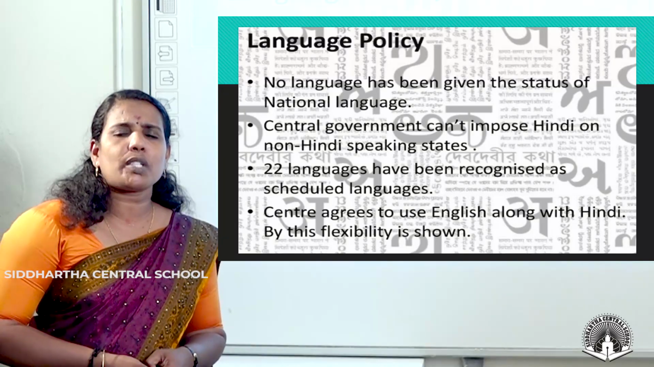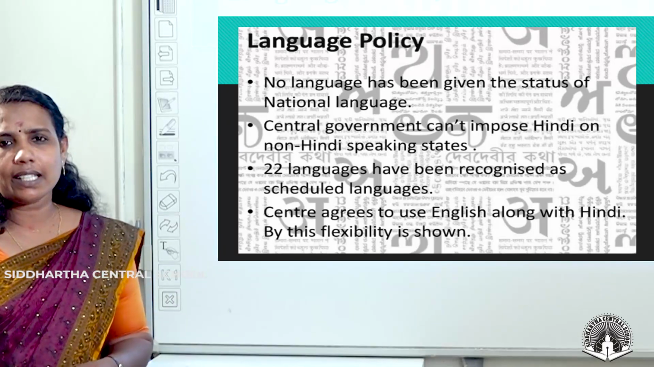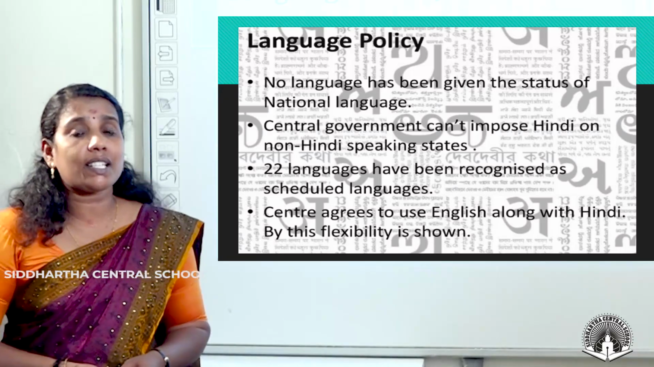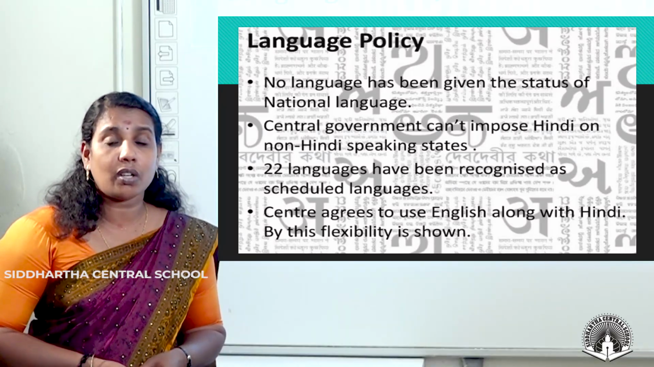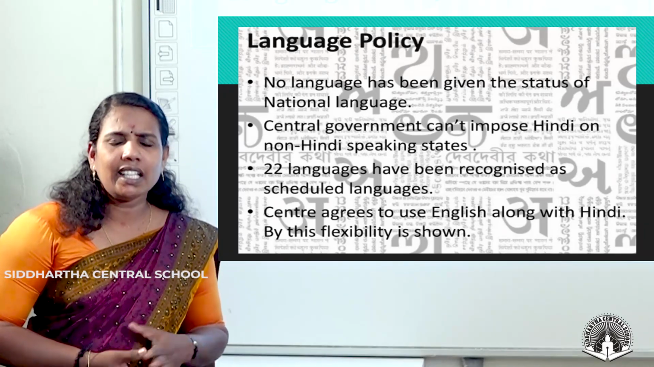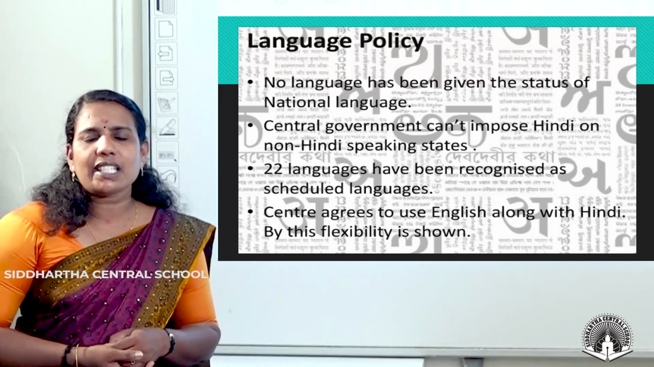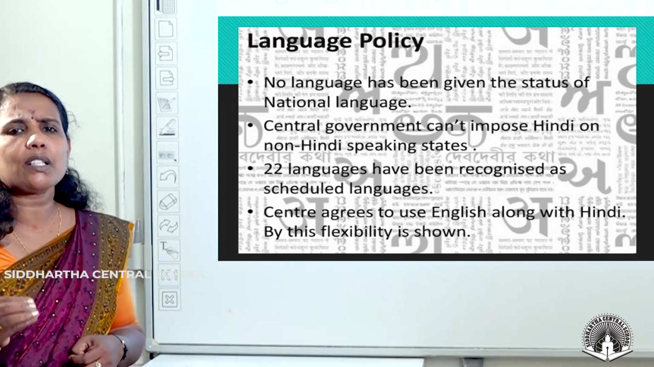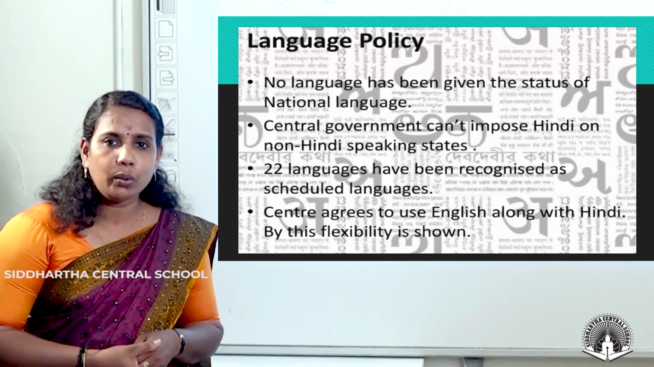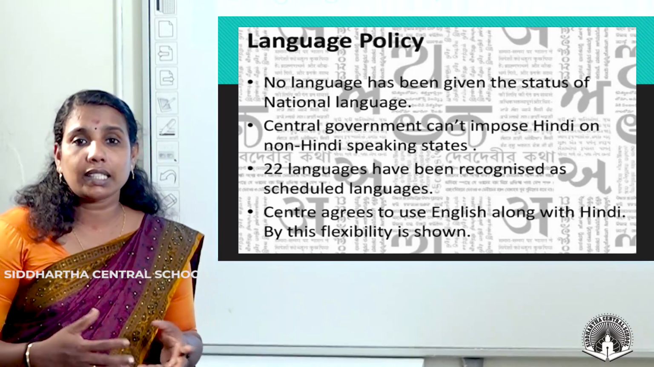This is the second step taken by the government for the success of federalism in India. We can see that our constitution did not give the status of national language to a particular language. Hindi is identified as the official language. But only 40% of the people speak this language in our country. So, there were a lot of safeguards to protect other languages.